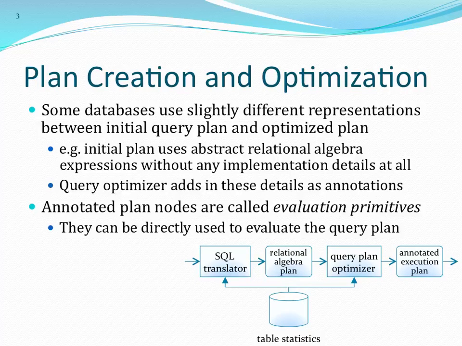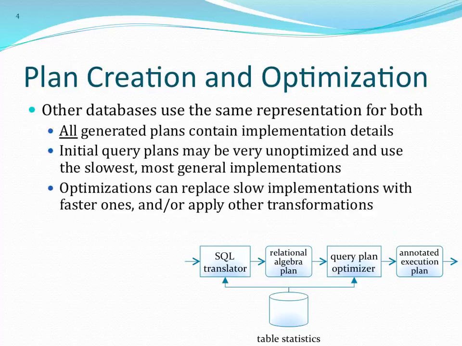We talked a little bit about this in 121. I don't know if you remember this because it was an awful while ago. But things like file scans, or implementing a select plan node, a project plan node, a grouping and aggregation plan node, or a natural join or a hash join plan node. When those things are annotated with all the details that are necessary for evaluation, it's called an evaluation primitive.